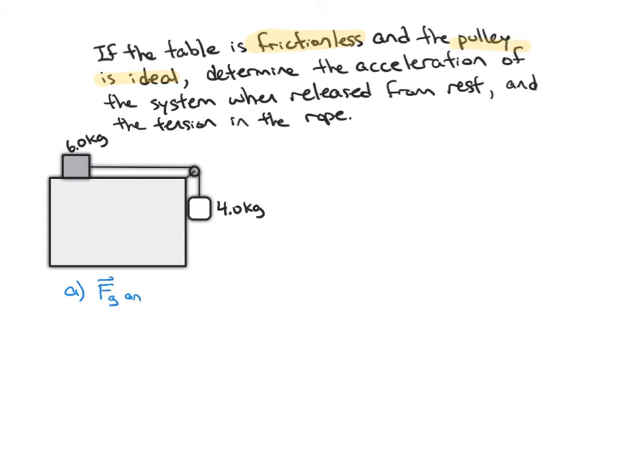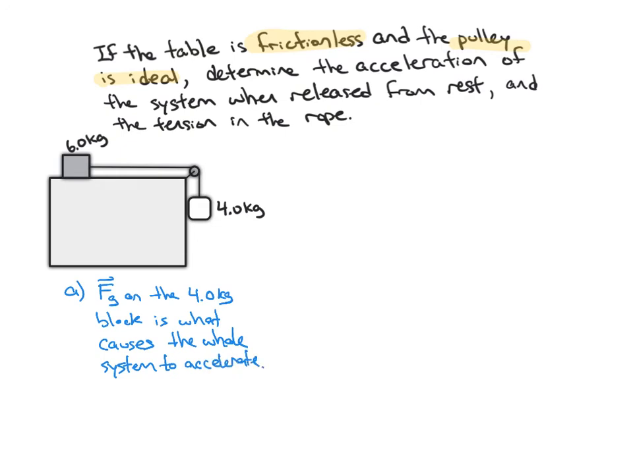So the force of gravity on the 4 kg block is what causes the whole system to accelerate. There's no other forces counteracting the 4 kilograms gravity, okay, because there's no friction on the 6 kilogram block.